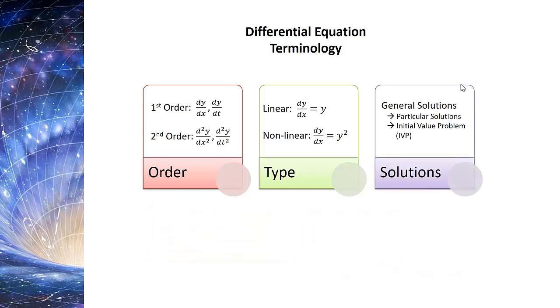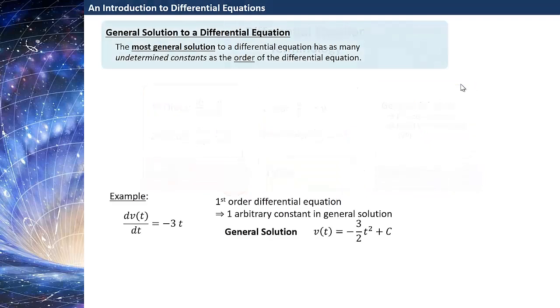Finally, I want to talk about the terminology of solutions, in particular the ideas of general solutions, particular solutions, and the initial value problem. So let's look at our example that we had before. dv/dt is equal to minus 3 times t. We said that was a first order differential equation, and it has one arbitrary constant in the general solution, so we actually already have a term here, the term general solution. And what we mean there is the most general solution to a differential equation is the solution that has as many undetermined constants in it as the order of the differential equation. So this is the first order differential equation. This solution here has one undetermined constant, c, and so it is a general solution to this differential equation.